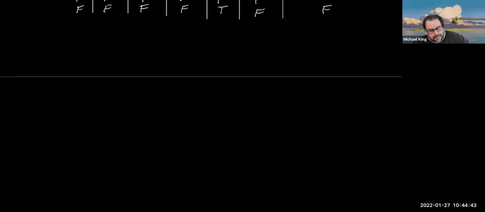So implies. This is like the big one. This is really if then. If P, then Q. That's really what implies. Like P implies Q. Like P logically leads to Q. If P is true, then Q is true. That's what we're talking about. It's an if then statement.